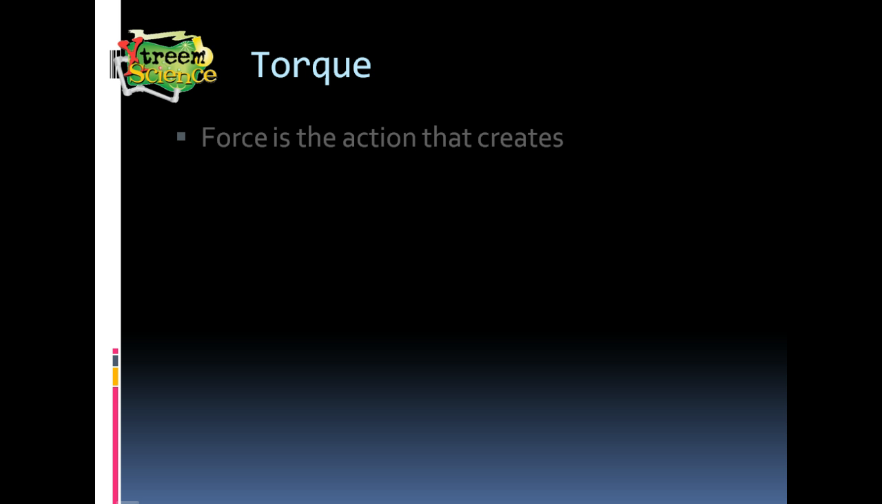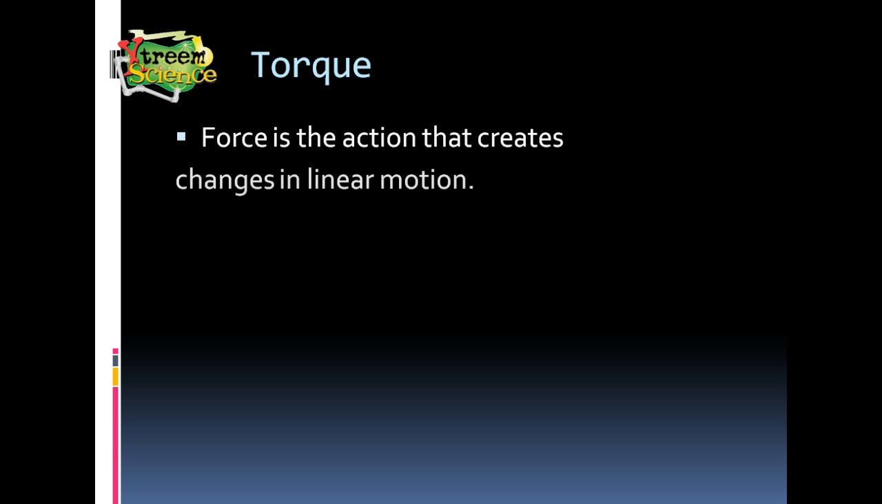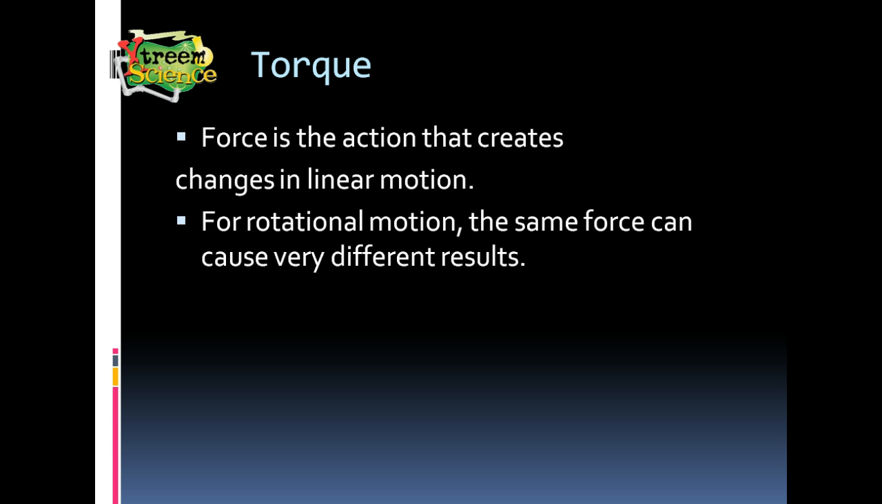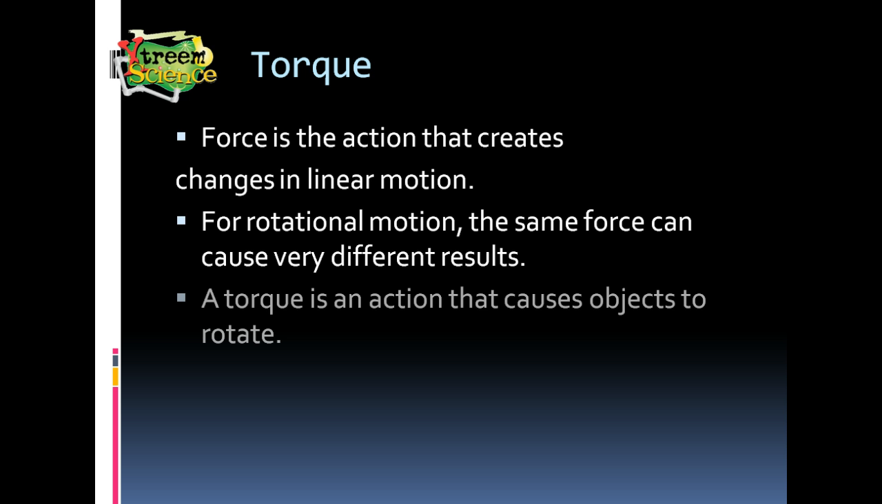So force is the action that creates changes in linear motion. We already learned that. An object in motion stays in motion at constant velocity unless acted on by an unbalanced force. Newton's first law. For rotational motion, the same force can cause different results, and that force is called torque. So torque is an action that causes objects to rotate.